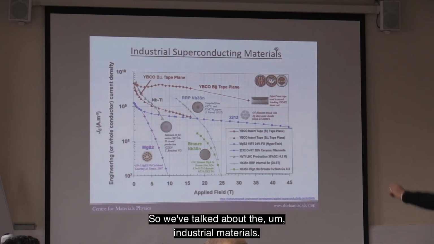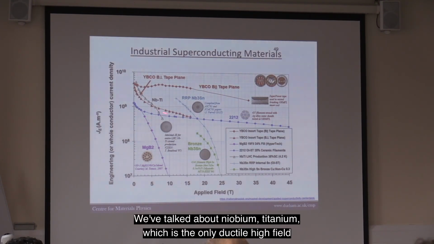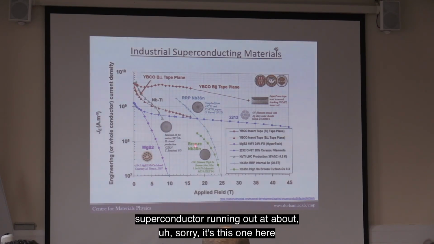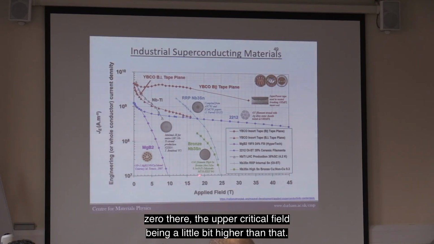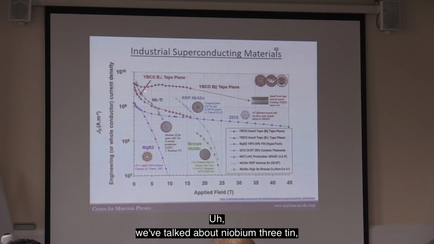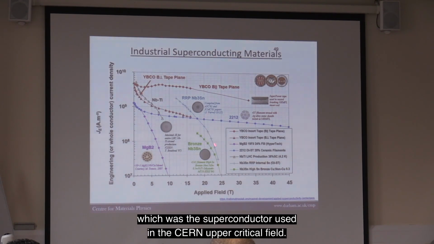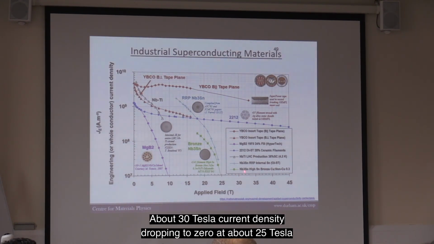So we've talked about the industrial materials. We've talked about niobium titanium, which is the only ductile high field superconductor, running out at about, it's this one here, running out at about 15 Tesla, current density dropping to 0 there, the upper critical field being a little bit higher than that. We've talked about niobium 3 tin, which was the superconductor used in the CERN magnets. Upper critical field about 30 Tesla, current density dropping to 0 at about 25 Tesla.